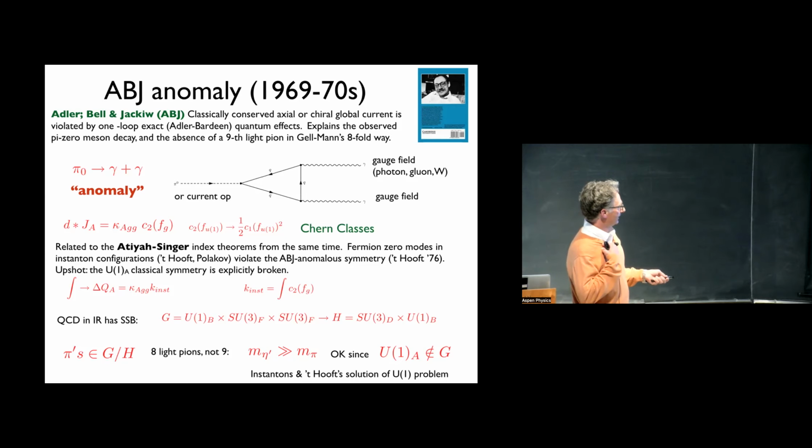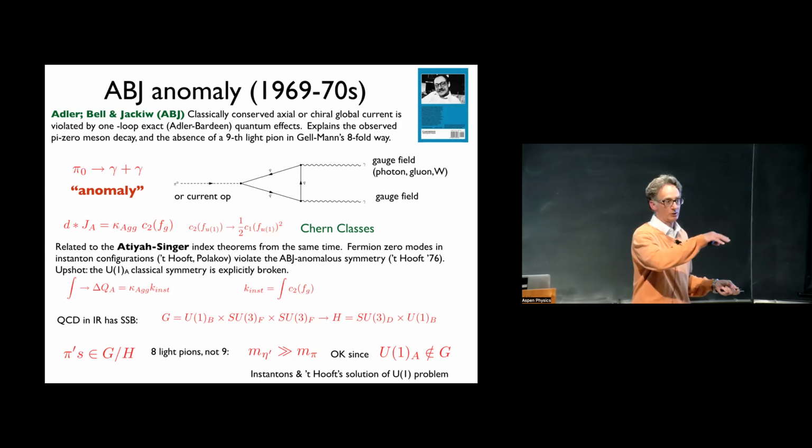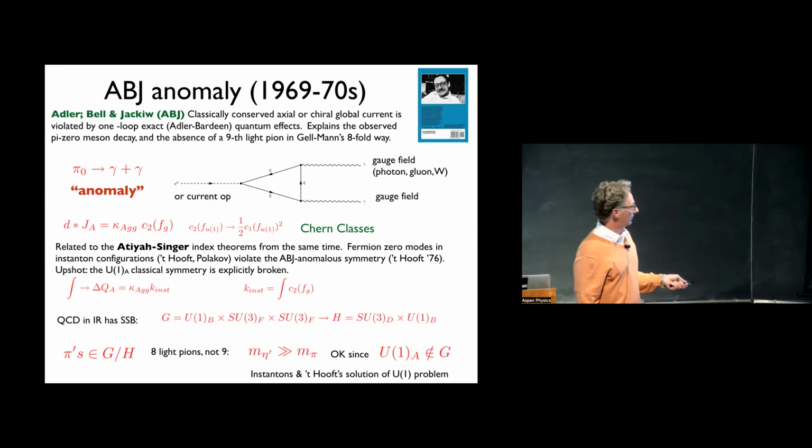And this solved what was called the U(1) problem, which is that if you look at the spontaneous symmetry breaking of Gell-Mann's SU(3) flavor, the eightfold way, then you get pions, which are in the eight, the adjoint of this SU(3) flavor symmetry. They look like a hexagon with two dots in the middle. But if this anomalous U(1) had been a symmetry, there would have been a ninth, which isn't there. So this explains why there are eight light pions instead of nine.